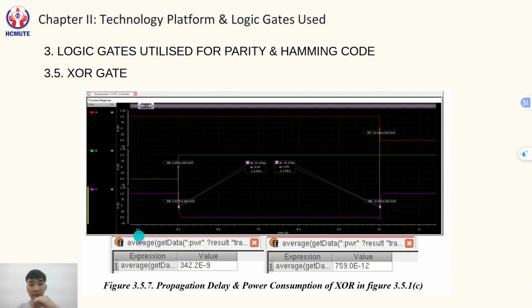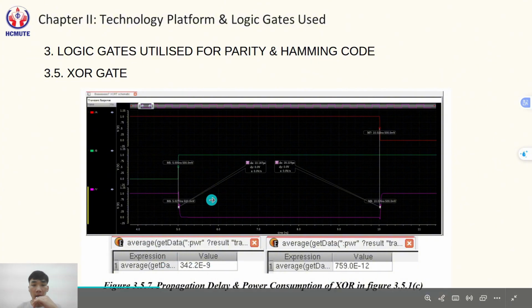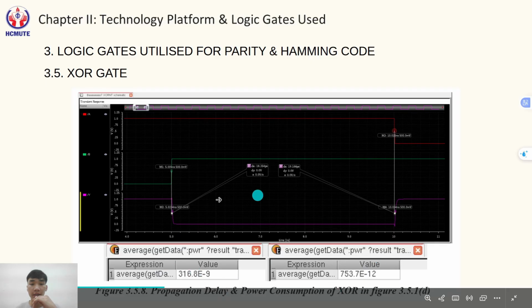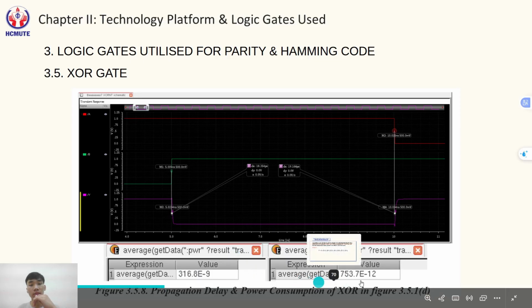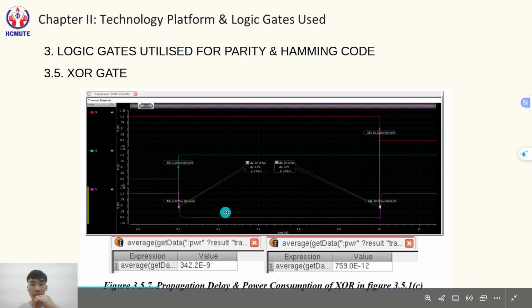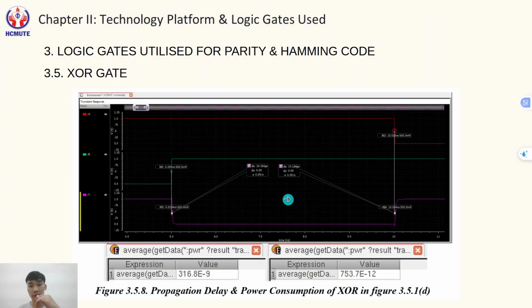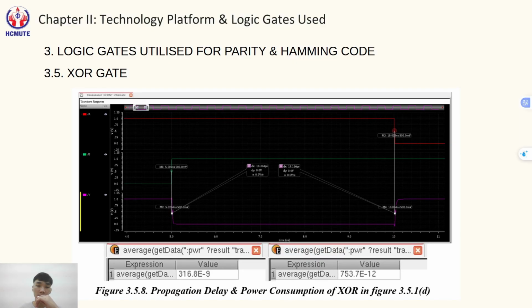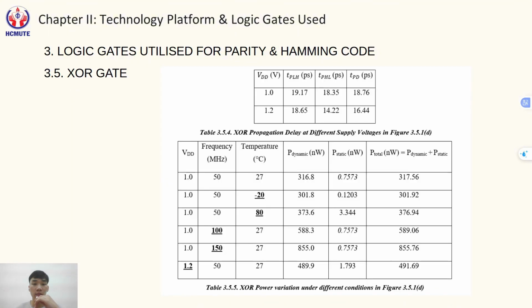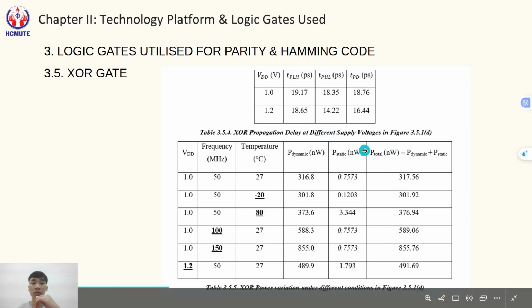About the propagation delay and power consumption, under standard conditions, VDD equal to 1, temperature equal to 27 degrees Celsius, and frequency of 50 MHz, type D shows lower delay and power compared to type C. Therefore, type D is more optimal in terms of both speed and power, making it the preferred choice for parity and Hamming designs. And here are some simulation results of delay and power for type D under different operating conditions.